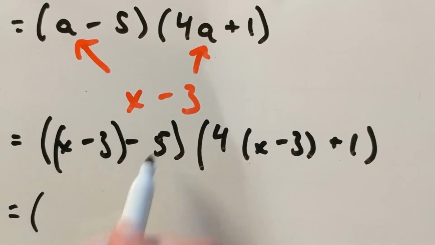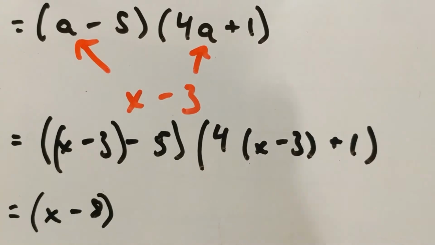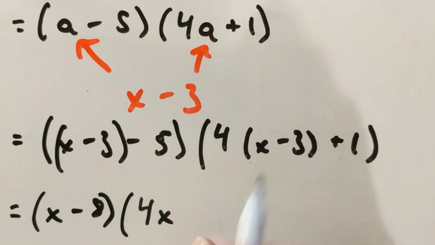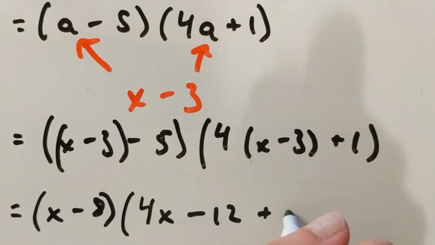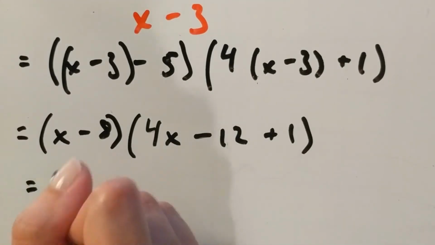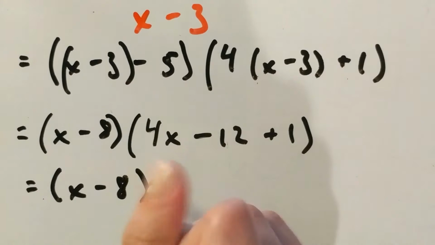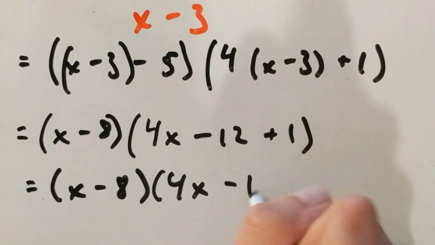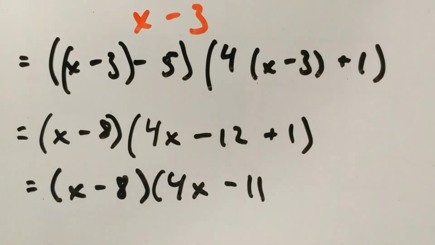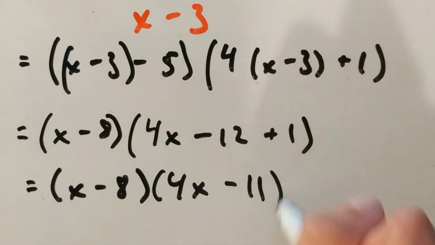X minus 3 minus 5 is x minus 8. I go ahead and expand my second bracket here. 4 times x is 4x. 4 times negative 3 is negative 12. All plus 1. I simplify that to be 4x minus 11. Exact same answer as if you had done it previously.